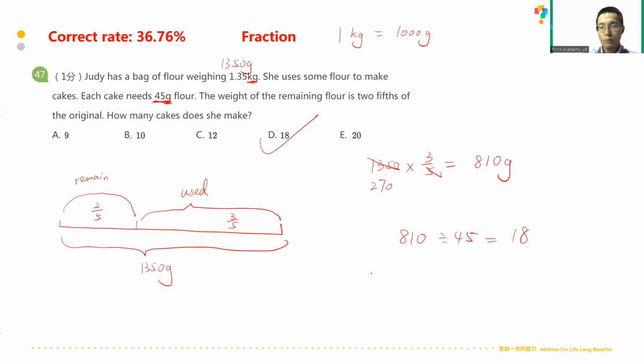You can do it in the form of 900 minus 90, divided by 45, which is faster and easier to calculate. 900 divided by 45 is 20, and then 90 divided by 45 is 2. So 20 minus 2 is 18.